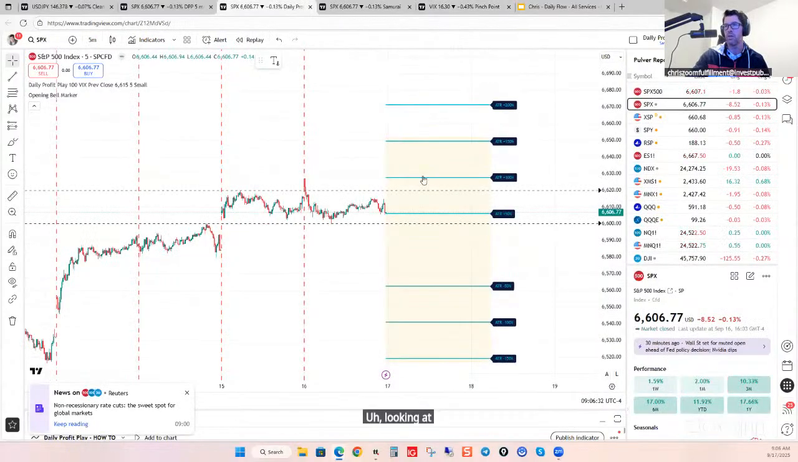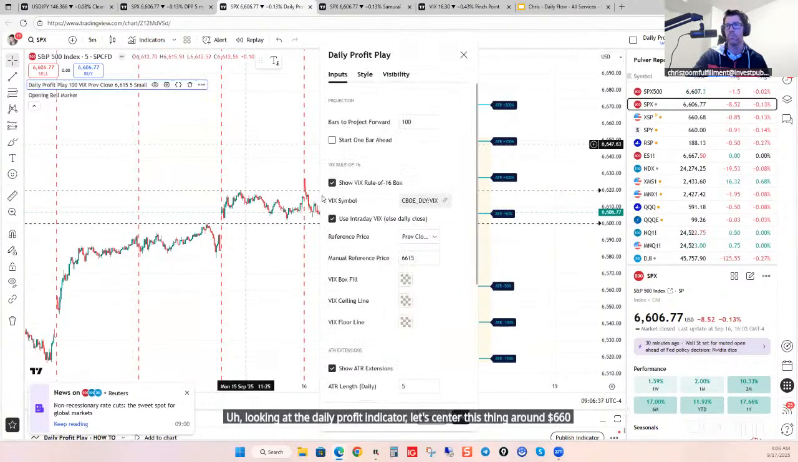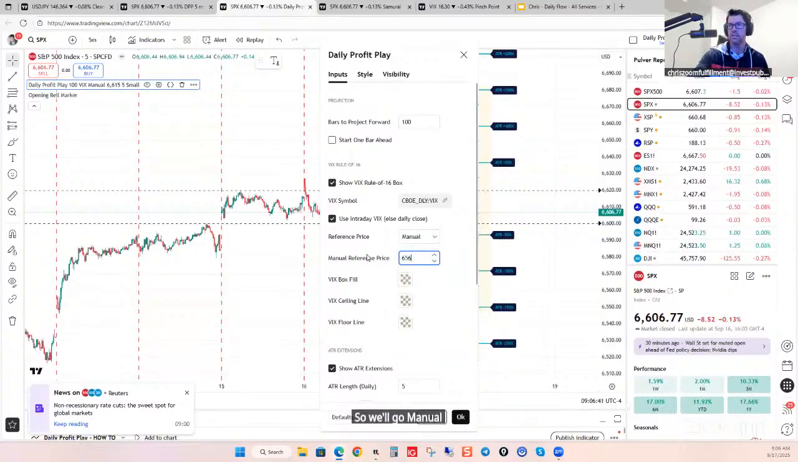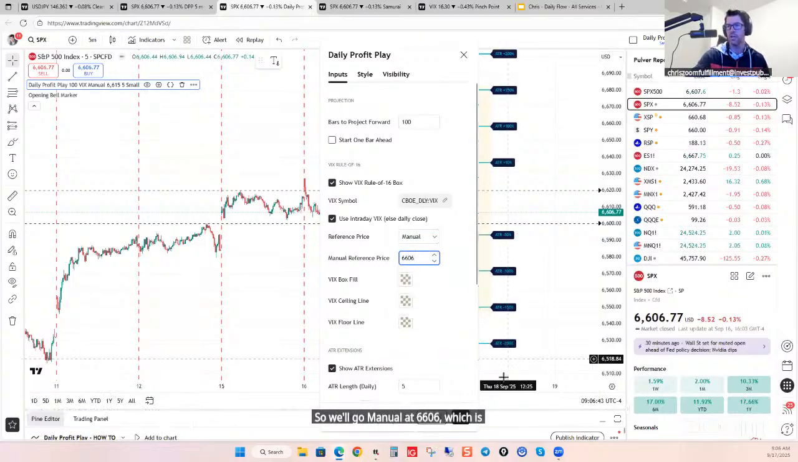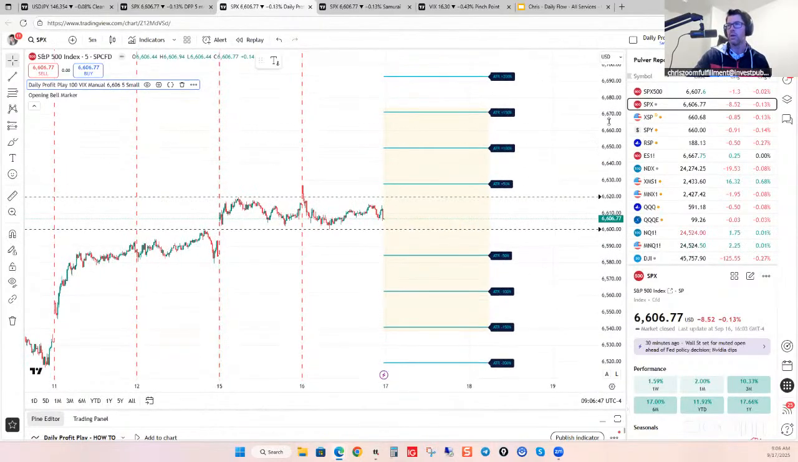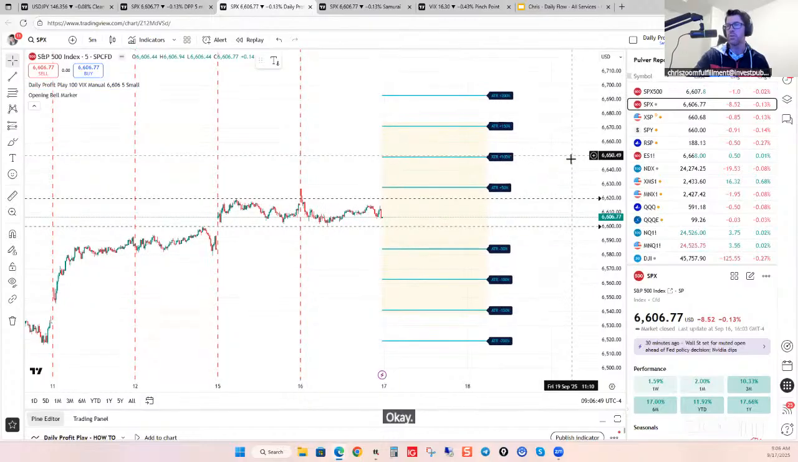Looking at the daily profit play indicator, let's center this thing around 6606 and see what type of levels we're getting today. So we'll go manual at 6606, which is the close from yesterday. Okay. So we want to write some key levels down.